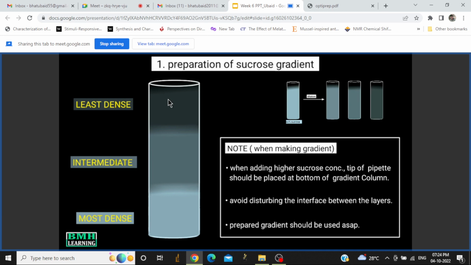So when we add the sample, we have different types of particles with densities of, for example, 40 and 50. We have only two types of particles in the sample. So give me the answer: if this is the 30% layer and we have particles with 40 and 50 density, should both particles remain here, or should they pass through this 30% sucrose? Anyone?